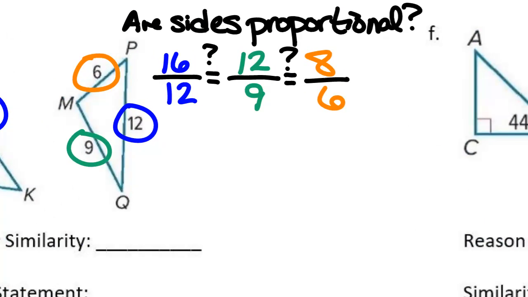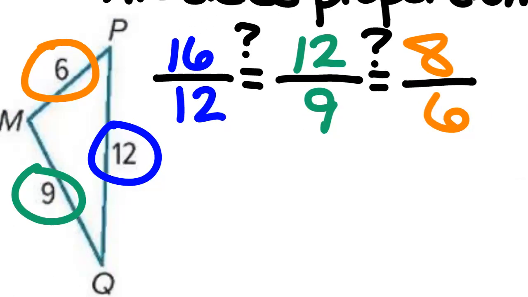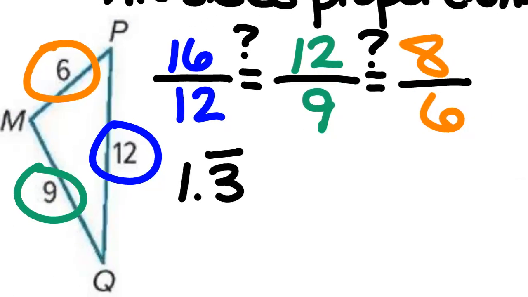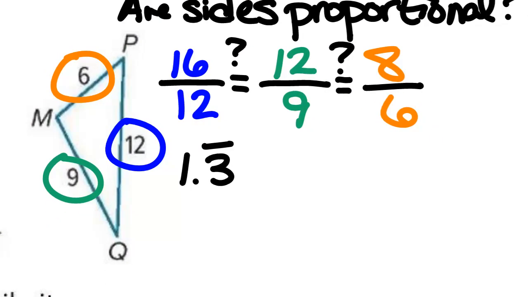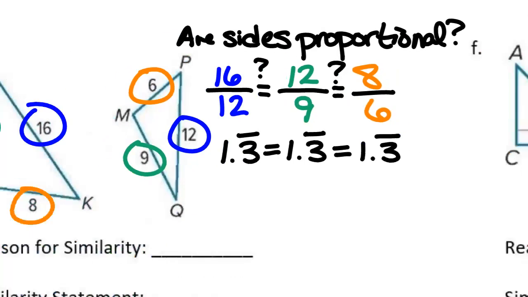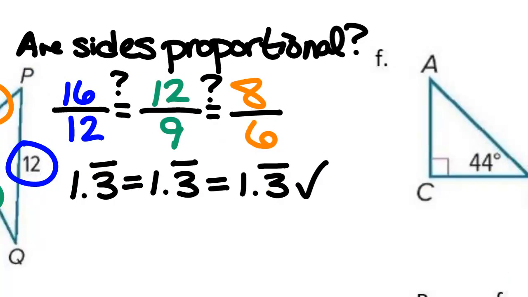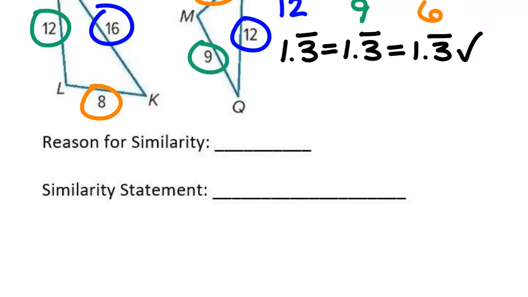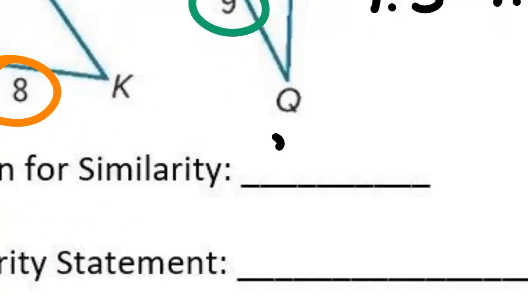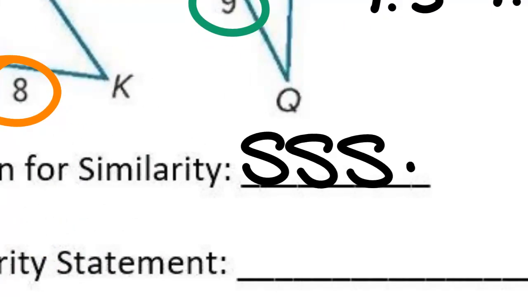What is 16 divided by 12? 1.3 repeating, or 4 over 3. What is 9 divided by 12? 1.3 repeating, 4 over 3. So those are equal. What is 8 divided by 6? 1.3 repeating, or 4 over 3. Are the sides proportional? Yes. So what reason can we use for similarity here? Side, side, side similarity.